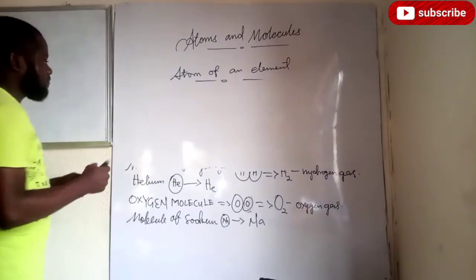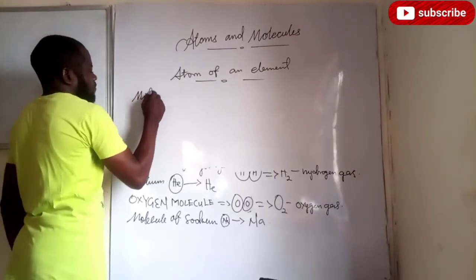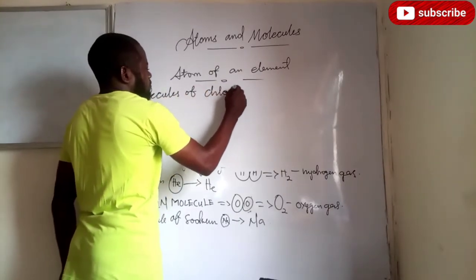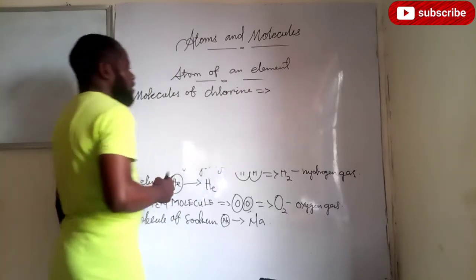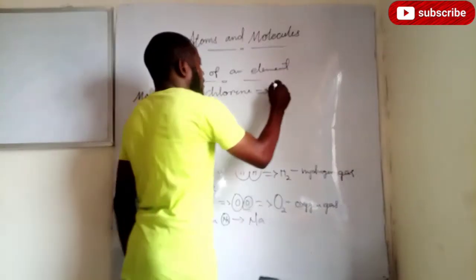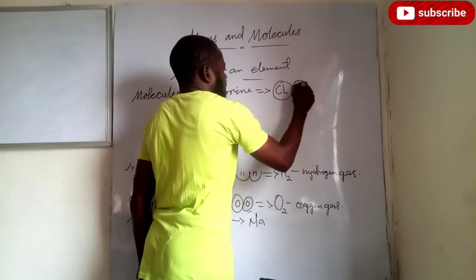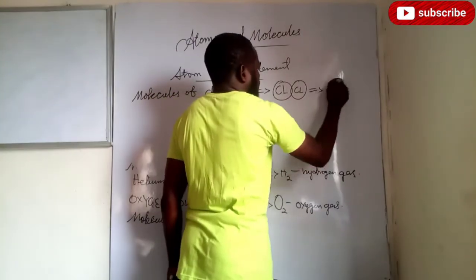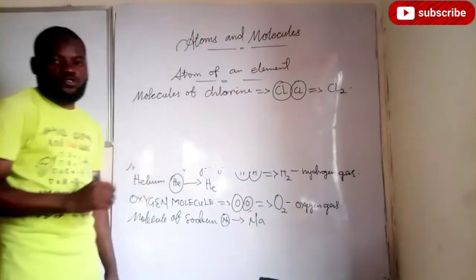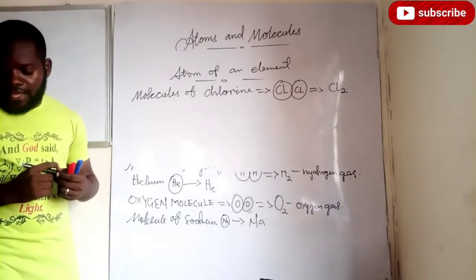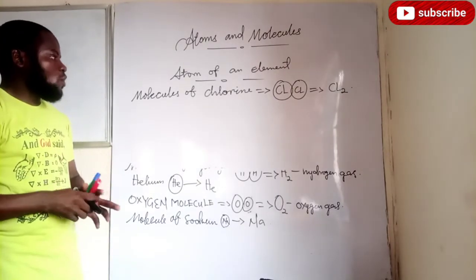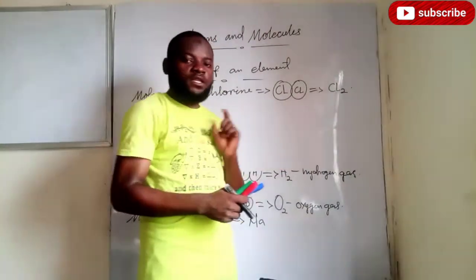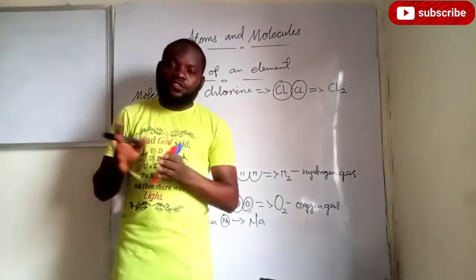Molecules of chlorine. So molecules of chlorine. Chlorine also has to be two atoms of chlorine for a molecule of chlorine. So we have Cl2, which we refer to as chlorine gas. Are we together now? So chlorine also, its molecules consist of two atoms of chlorine.